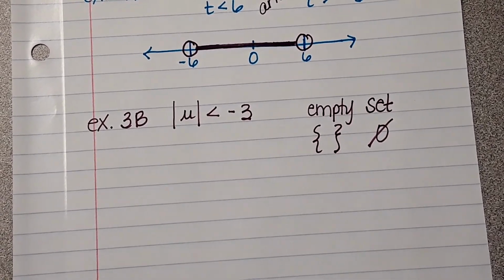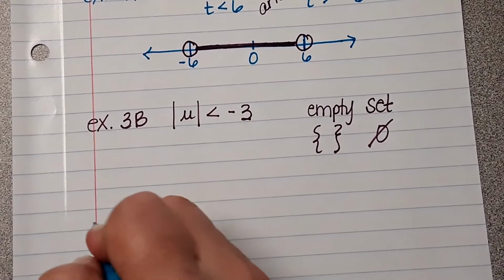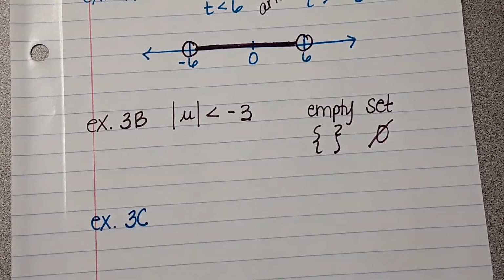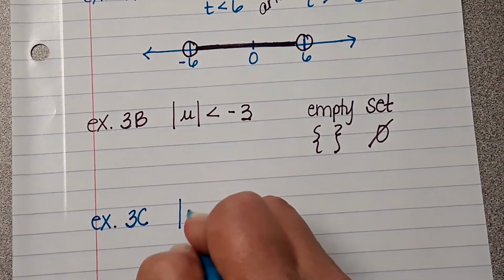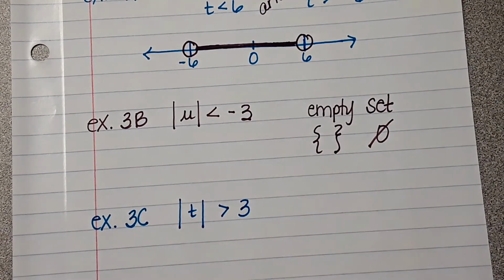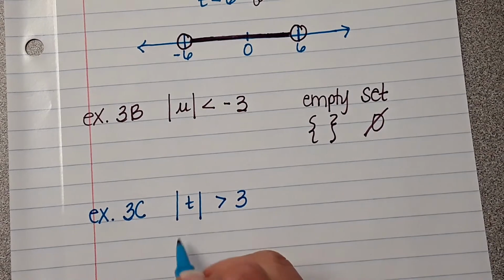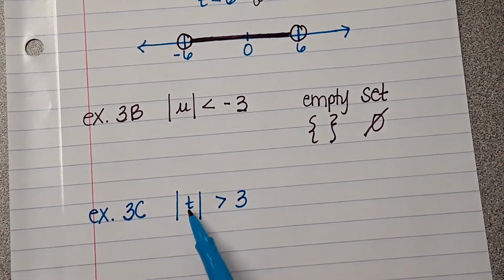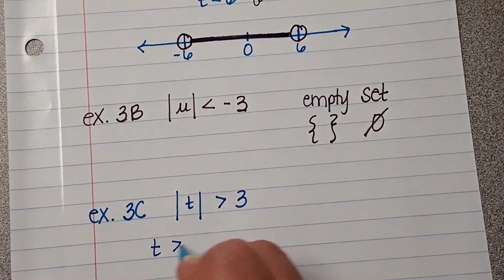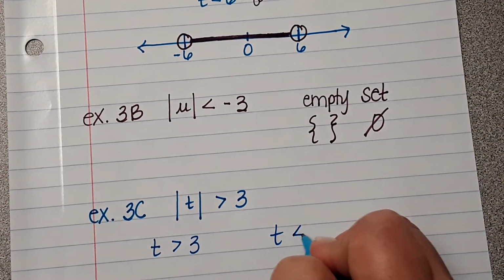We're going to do one more example before I shut the timer off. I think I can get one more in. So we have the absolute value of t is greater than 3. It doesn't equal a negative, so we're good. So what we're going to do is set it up as t is greater than 3, or t is less than -3.